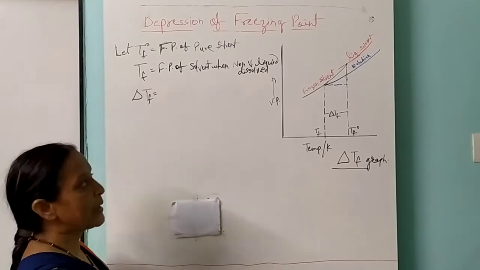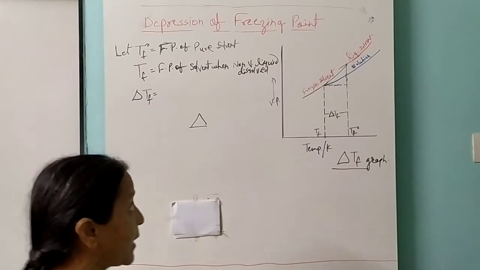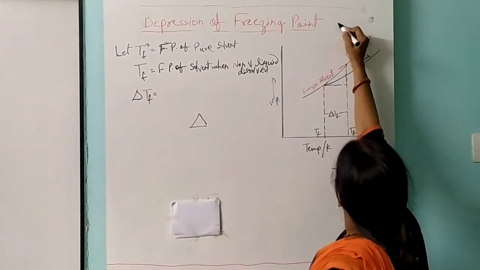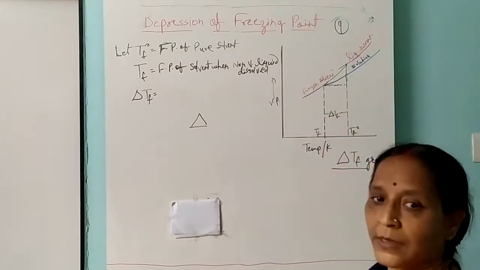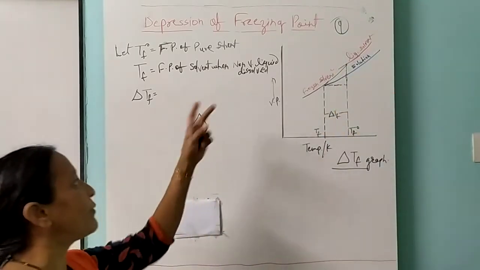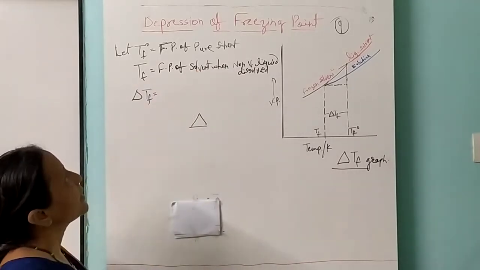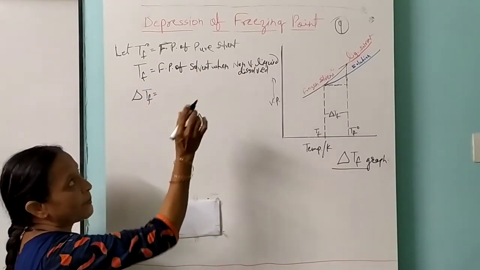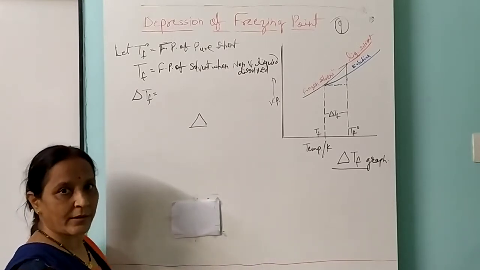Now students, as in the last video number 8, this is our number 9. In the second unit, this is our video number 9, or part number 9. In this part, we will study depression in freezing point as well as related numericals.